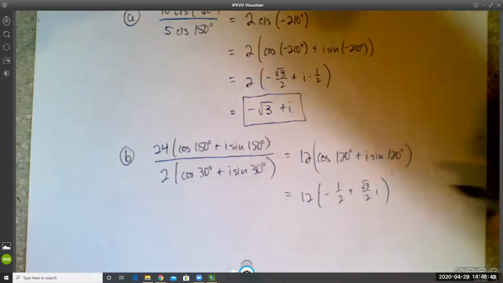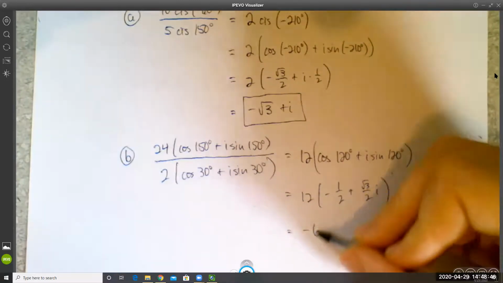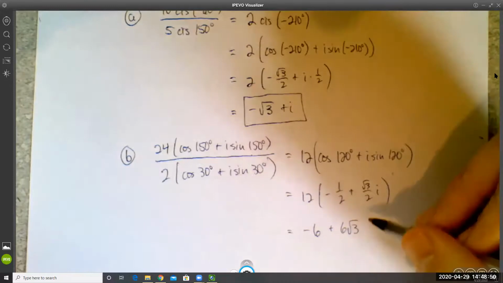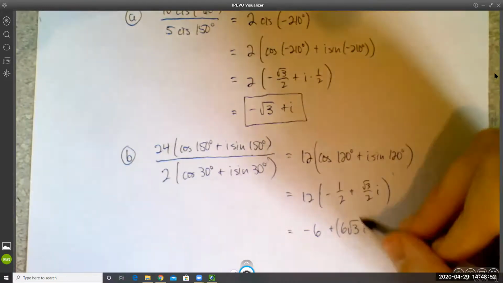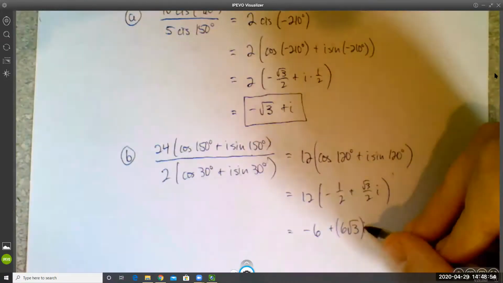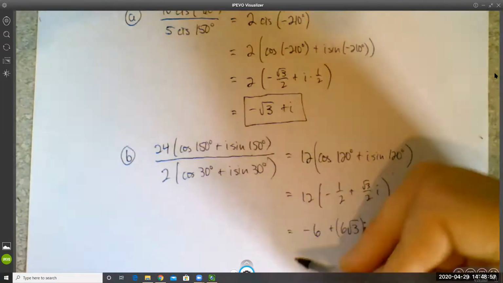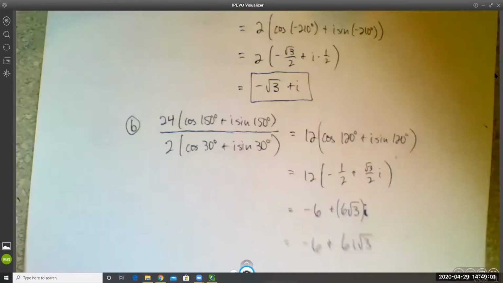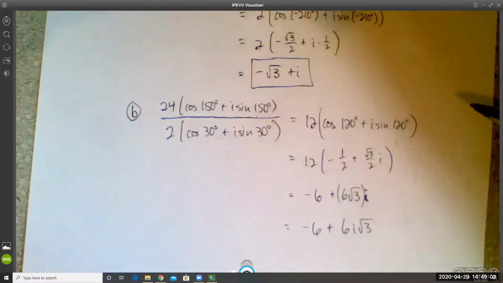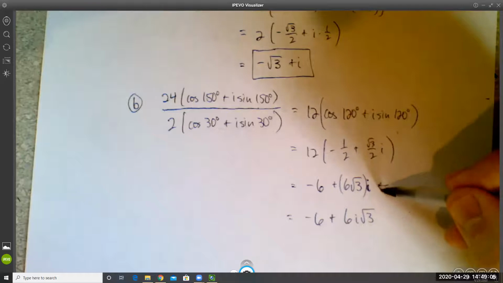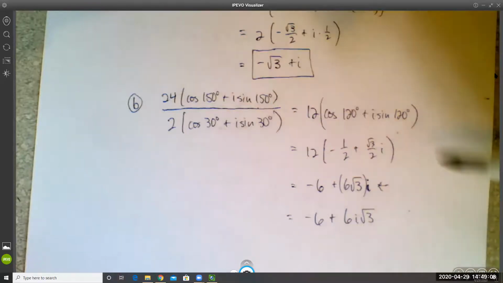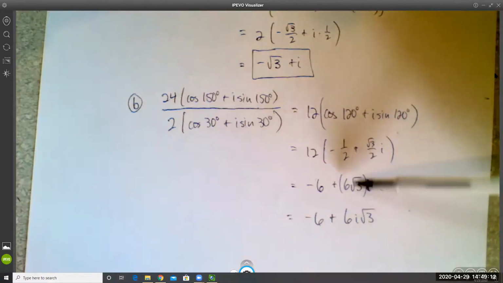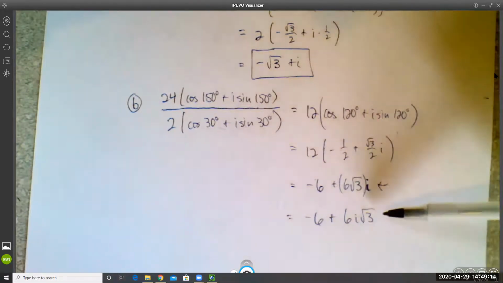Then distribute the 12, and we get negative 6 plus 6 root 3 i. Or actually, the way the book will write it is they'll say negative 6 plus 6i root 3, which I don't really love. I like it this way better. I think it makes it more clear that, hey, this is a complex number. It's written in the form a plus bi. B in this case is 6 root 3. It's not quite as clear when you look at it like that.